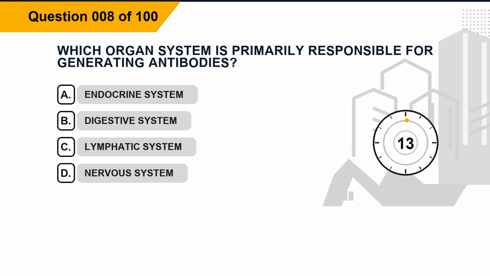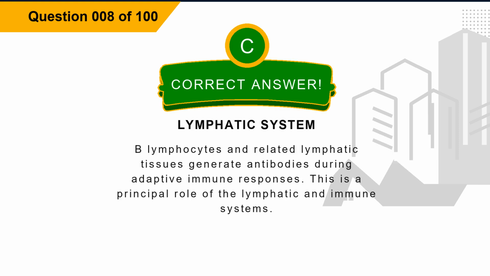posterior. Question 8. Which organ system is primarily responsible for generating antibodies? Option A, endocrine system. Option B, digestive system. Option C, lymphatic system. Option D, nervous system. The correct answer is option C, lymphatic system. Explanation. B lymphocytes and related lymphatic tissues generate antibodies during adaptive immune responses. This is a principal role of the lymphatic and immune systems.